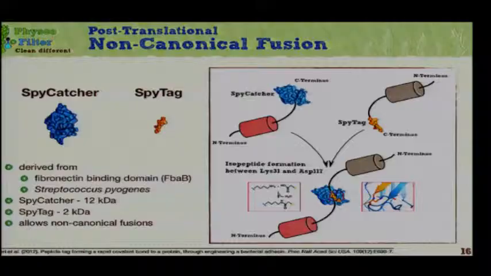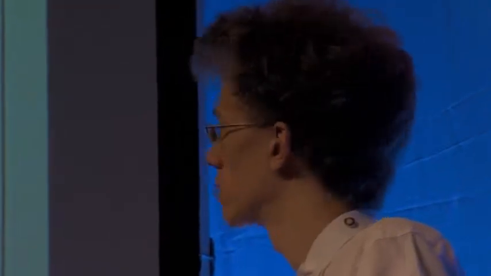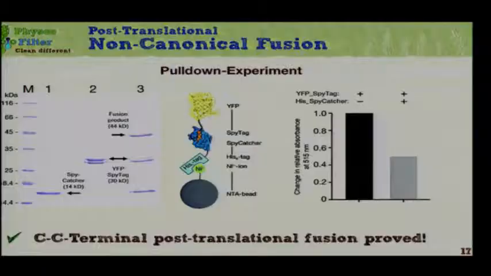So if you want, for example, C-C terminal fusion, you just have to add catcher and tag to the respective C termini of the two proteins that you want to fuse. You add them together, the catcher recognizes the tag, and it forms an isopeptide bond between side residues. And so you have your C-C terminal protein fusion. But this is only one example of how you could use the system. We think about using this system for immobilizing multimeric proteins on the membrane, for example. So to prove the functionality of this construct, we fused the SpyTag to YFP and the SpyCatcher to His tag.